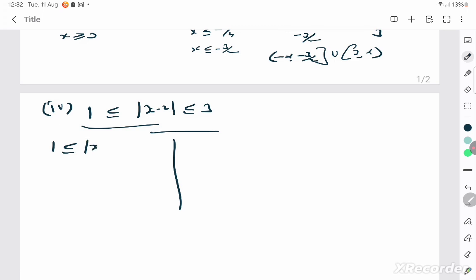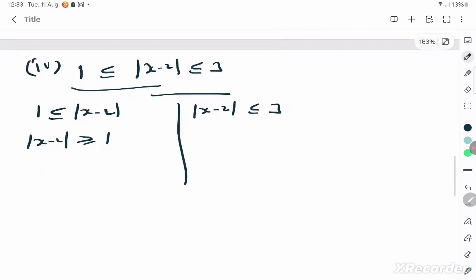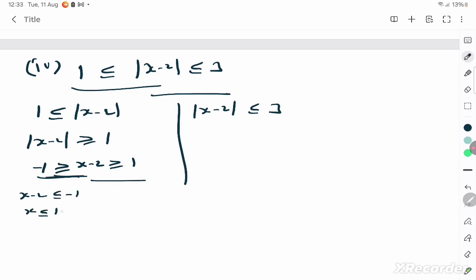One is lesser than or equal to mod of x minus 2, and x minus 2 is lesser than or equal to 3. So when I write it, mod of x minus 2 has to be greater than or equal to 1. When mod is greater than or equal to 1, it can also be lesser than or equal to minus 1. So x minus 2 is going to be greater than or equal to plus 1, which is on the right side of the number line. This has got to be lesser than or equal to minus 1. So x minus 2 is lesser than or equal to minus 1, x is lesser than or equal to minus 1 plus 2, which is plus 1.